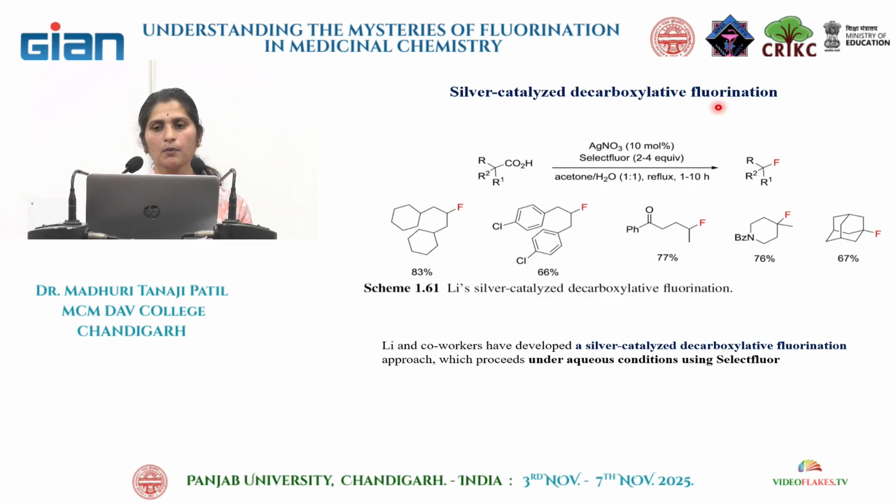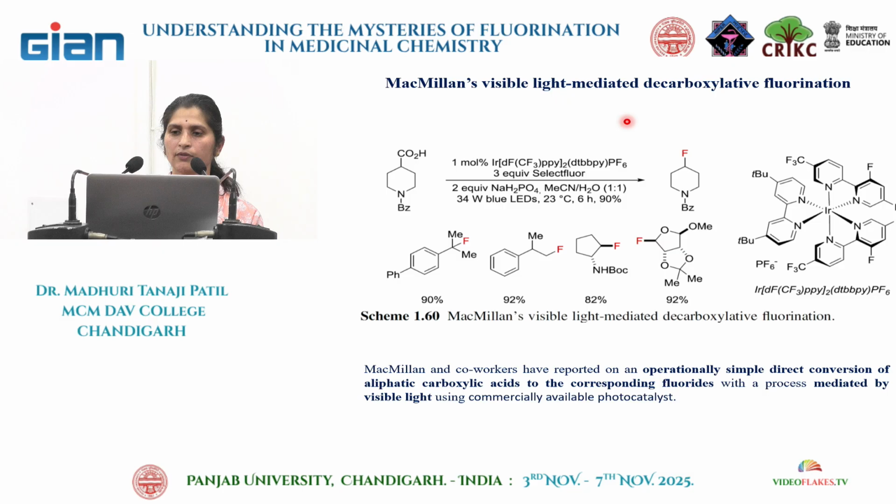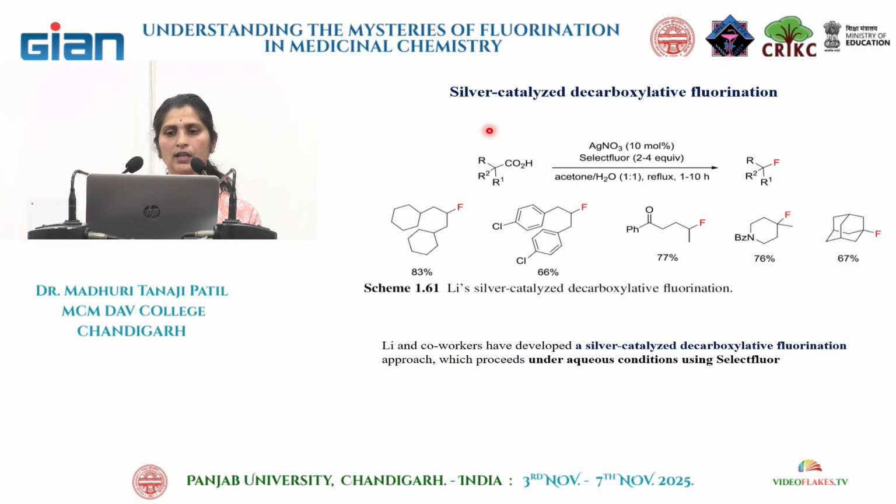Silver catalyzed decarboxylative fluorination. Again you can do this decarboxylative fluorination by using a silver catalyst. First we saw this iridium catalyst. Now you can use silver nitrate and Selectfluor, which is again a fluorinating reagent, and you can have fluorine instead of this carboxylic acid group.